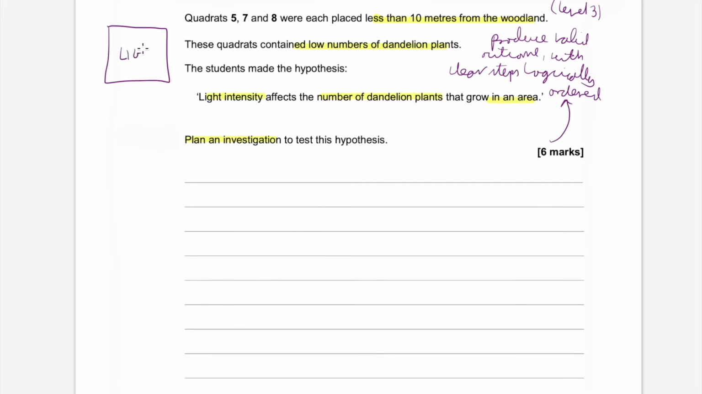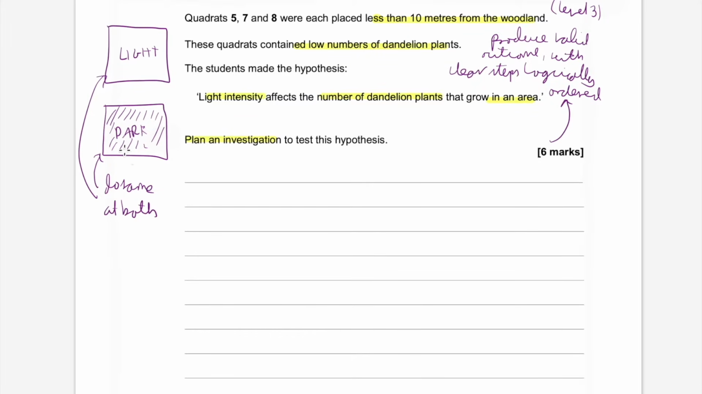Well, we're comparing light and dark, so we want to have 2 different areas, one that is light and one that is dark. And we're going to treat each the same way. The way we'll treat them is by taking samples, by using quadrats and placing them at many locations on each. When we place the quadrats, we will then count the number of dandelions present in each, as well as recording the light intensity.